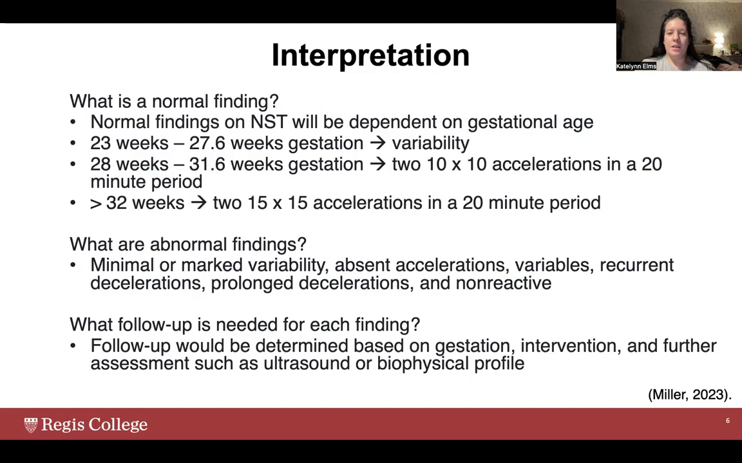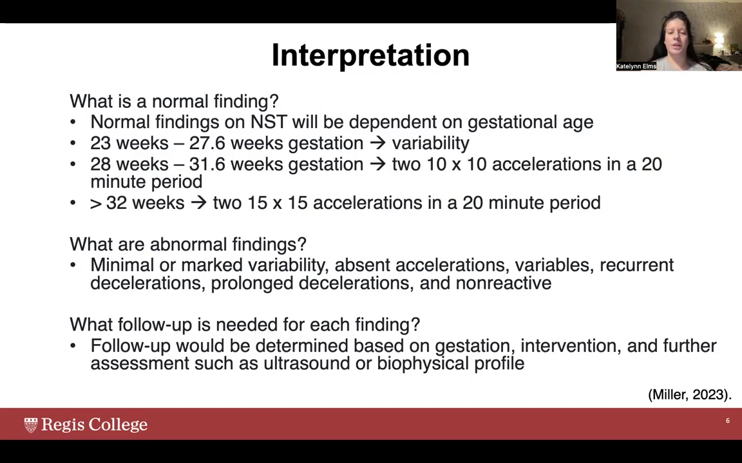Another thing that can happen is variables. Variables is when the heart rate suddenly drops down, and they usually look like a V or a U, and it could mean that the baby rolled on the cord, there's cord compression. So we want to positionally change mom to help the heart rate come back up and make sure this isn't a recurring issue and it was just a random occurrence.